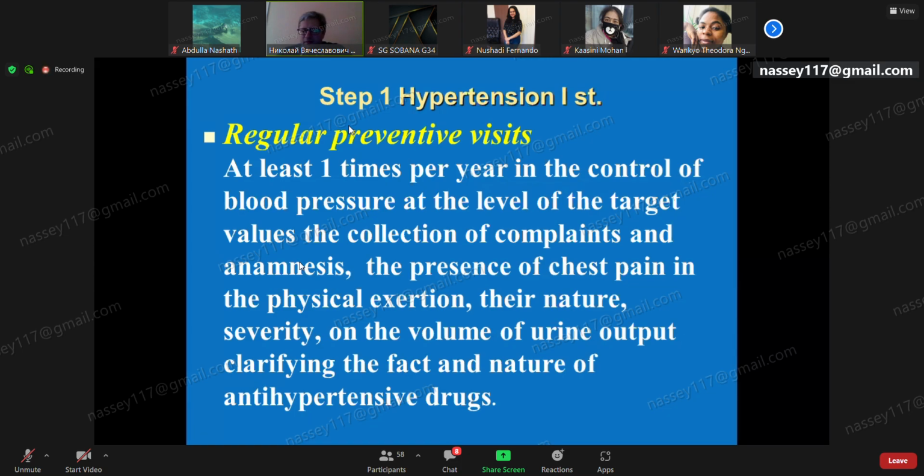We estimate presence or absence of chest pain during physical exertion. If this pain is present, we should estimate its nature, characteristics, severity. Also, we should estimate urine characteristics. And we should clarify the fact and nature of antihypertensive drugs.